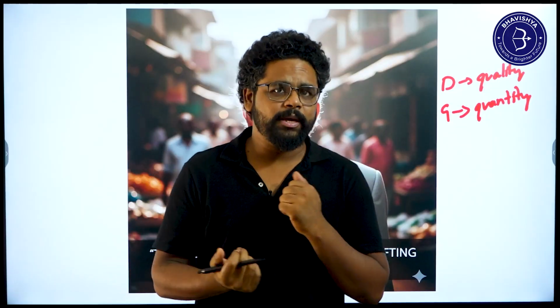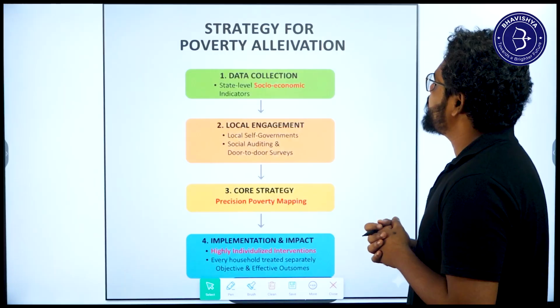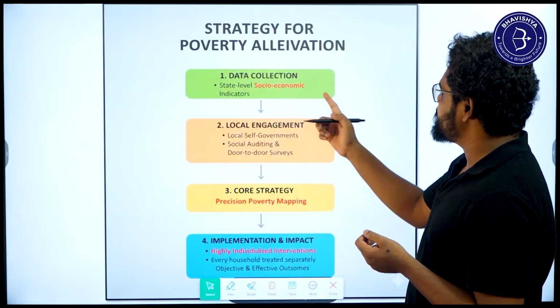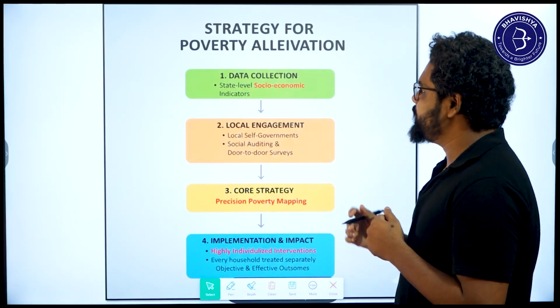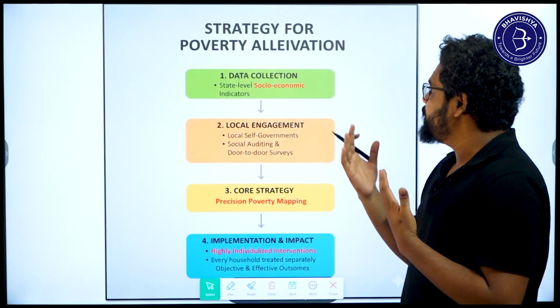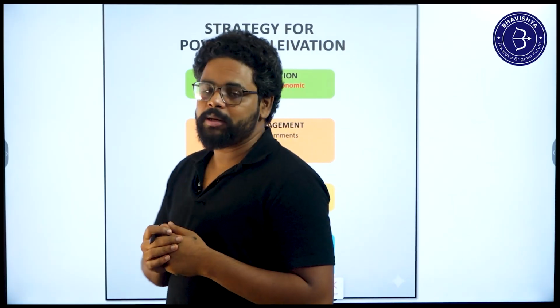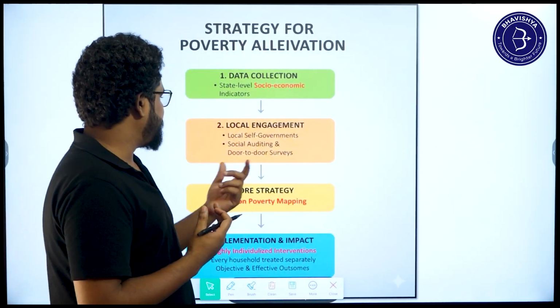For this, let's see how Kerala's approach is different from the others' approach. See the strategy for poverty alleviation by Kerala. So the first thing is data collection. In this data collection, it used the state-level socio-economic indicators rather than the central-level socio-economic indicators. And the next thing is it used a technique called social auditing.